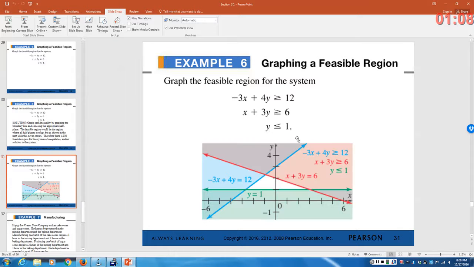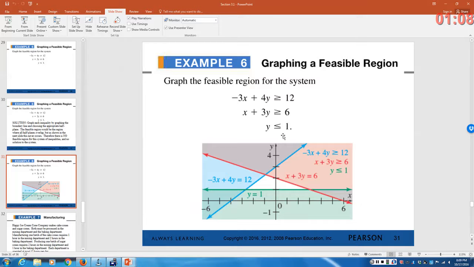Now the way they show it to you is this way. Negative 3x plus 4y is equal to or less than 12 is the blue line. And our test point 0, 0 fails, so we shade in that direction. X plus 3y is equal to or greater than 6 is the red line, and it goes in this direction. And if we stopped there, we would have an unbounded feasible region where it's gray. But it doesn't stop there.